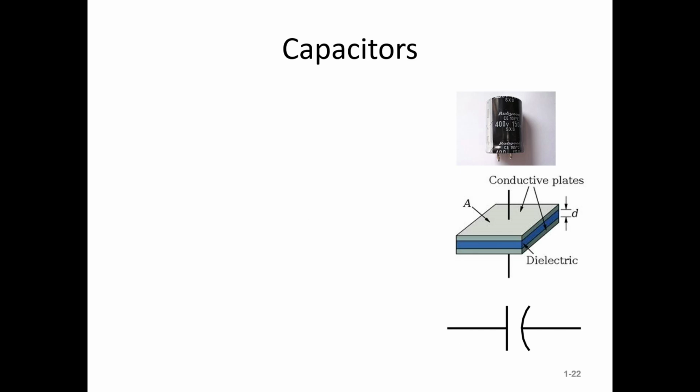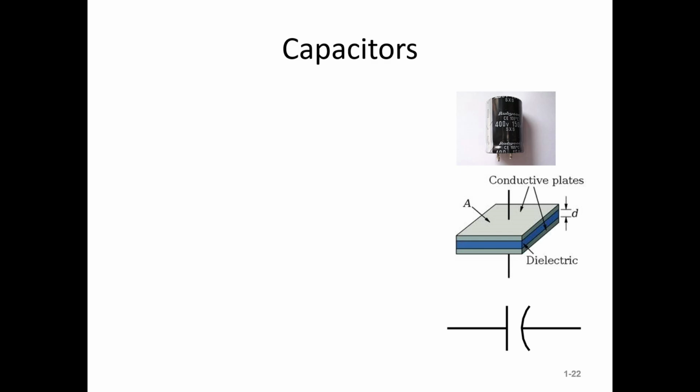Okay, then we've got a capacitor. This is a storage device, really. The top picture is a typical package of an electrolytic capacitor. That is, it's some films that are wound up into a cylinder, and then there's some electrolytic goo in there. And so there's two conductive plates and then an insulator or dielectric.